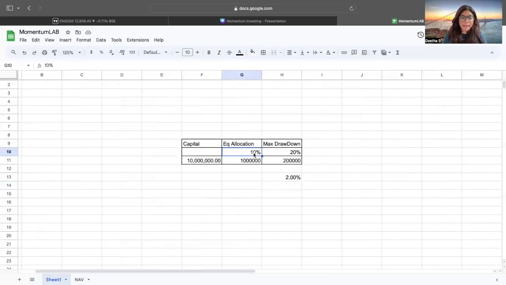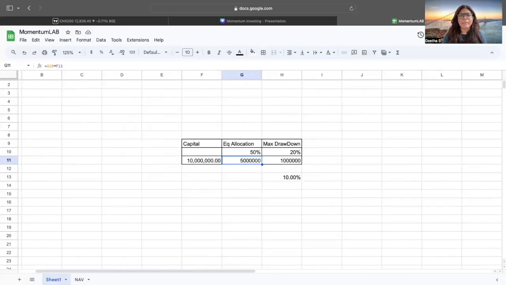Now, if I increase my allocation, let's just say in equities, I want to put 50%. I want to put 50 lakhs. Then you're going to be losing 10% of your entire capital, right? So your capital decreases by 10%, which is 10 lakhs, and it becomes 90 lakhs from a crore. So that might be scary for a few people, but that might not be scary for a few people too. So it depends entirely on your risk appetite.